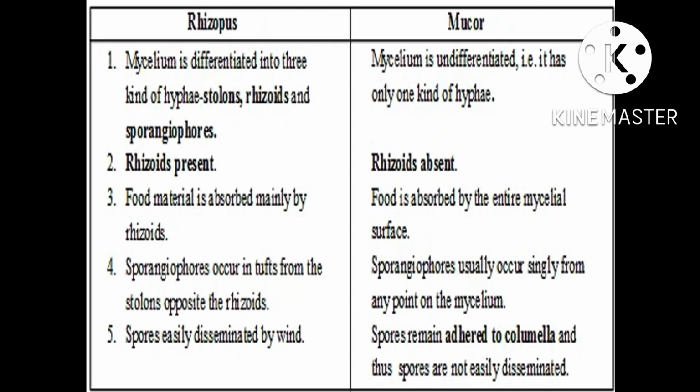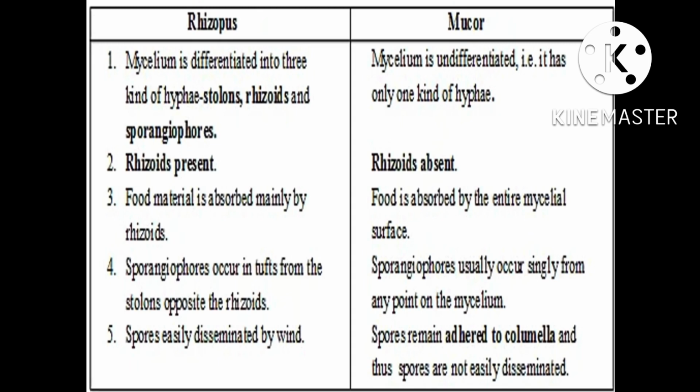Now, what is the difference between Rhizopus and Mucor? Rhizopus mycelium is differentiated into three kinds of hyphae, that is stolons, rhizoids and sporangiophores, while the Mucor mycelium is undifferentiated, that is it has only one kind of hyphae. Rhizoids are present in Rhizopus and absent in Mucor. In Rhizopus, food material is absorbed mainly by rhizoids. In Mucor, food is absorbed by the entire mycelial surface.